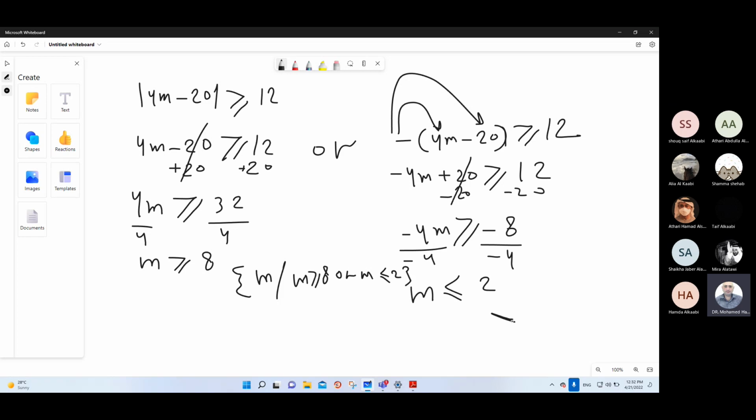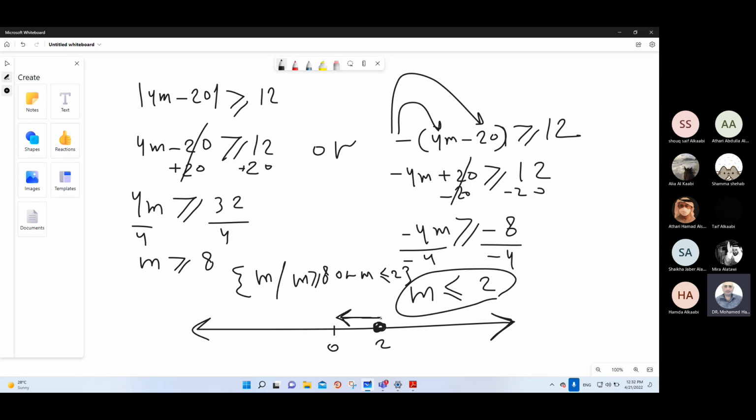So the set of the solution, here we have 0. We have the first value here, m equals 2. We have equal in the sign, means use shaded circle. And m less than means to the negative side. And here the second value will be 8. Also we have equal in the sign, so means use shaded circle. And m greater than.